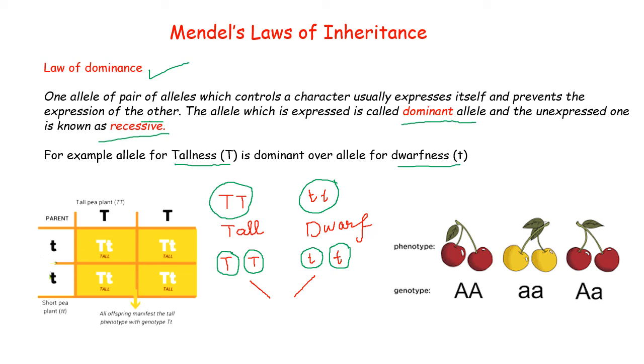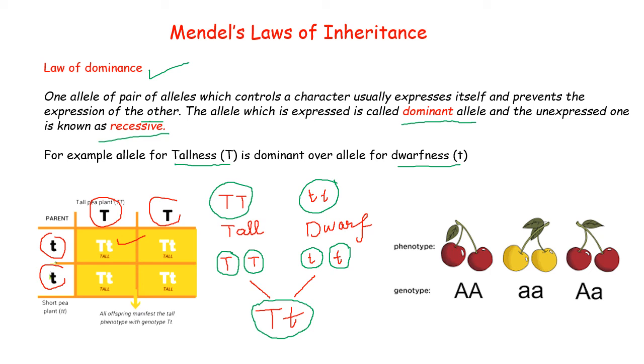We'll cross these two. We have capital T, these two on this side, and these two on this side. Small t, small t. You will see all the individuals will be capital T and small t. They will receive capital T from one parent and small t from one parent, and this individual will be the offspring. This will be the offspring.